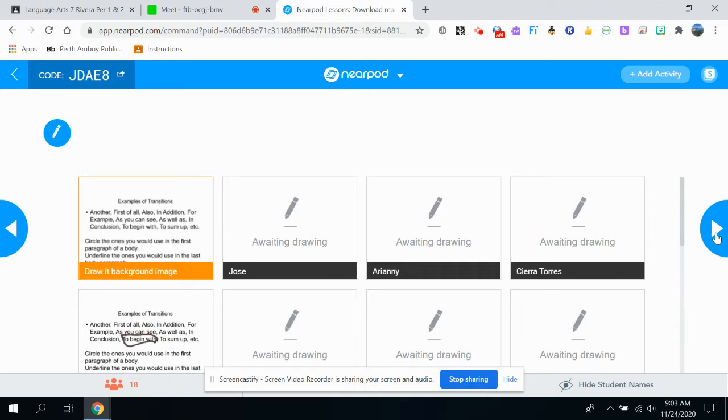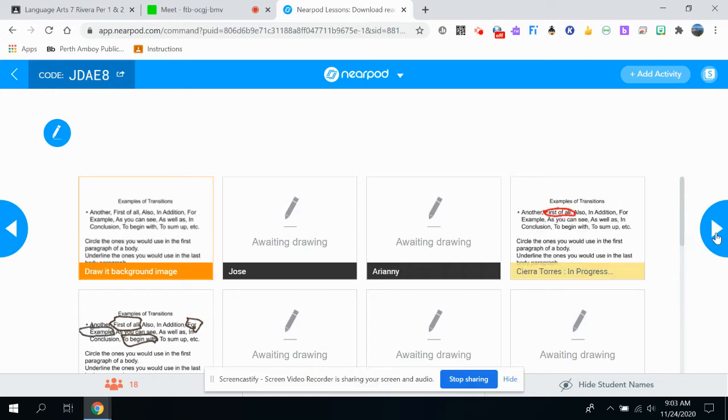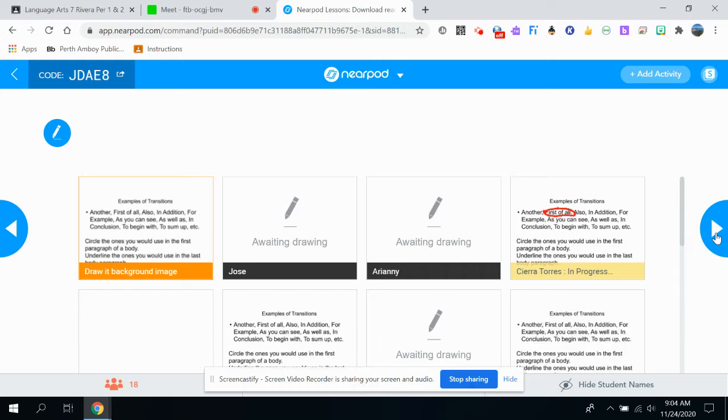Circling and underlining. Which ones should be the first? Which ones should be the last? Think about what words are being used there. I didn't include the middle body paragraph, so obviously there should be words there that should probably be used for your middle body paragraph. Circle, underline. First, and then the last.